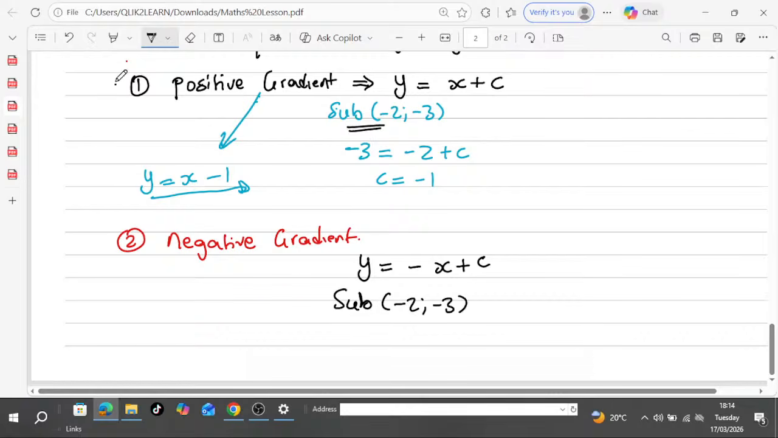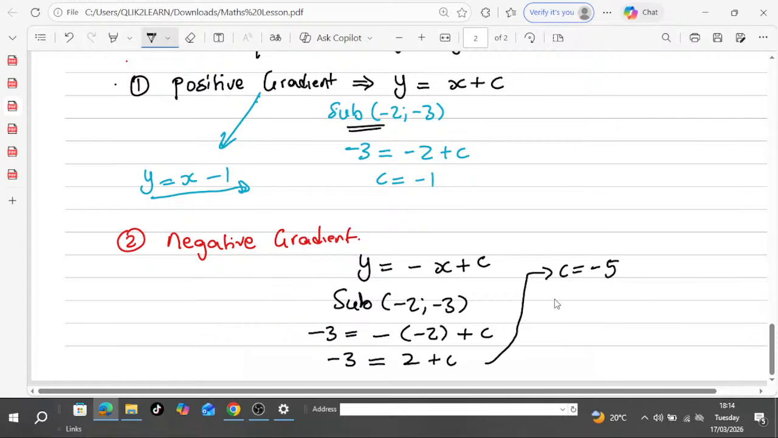Where there's y, I'm going to put minus 3, it equals minus into minus 2, then plus c. So this is positive 2: minus 3 equals 2 plus c. The 2 comes to the other side to be negative. Therefore, c is just minus 5. So the equation with the negative gradient is y equals negative x minus 5. This is the equation of symmetry with the negative gradient.